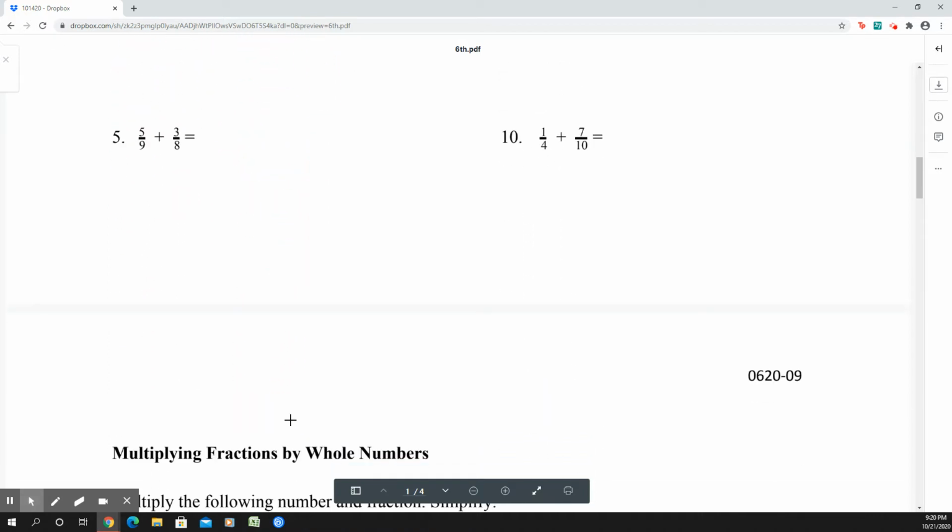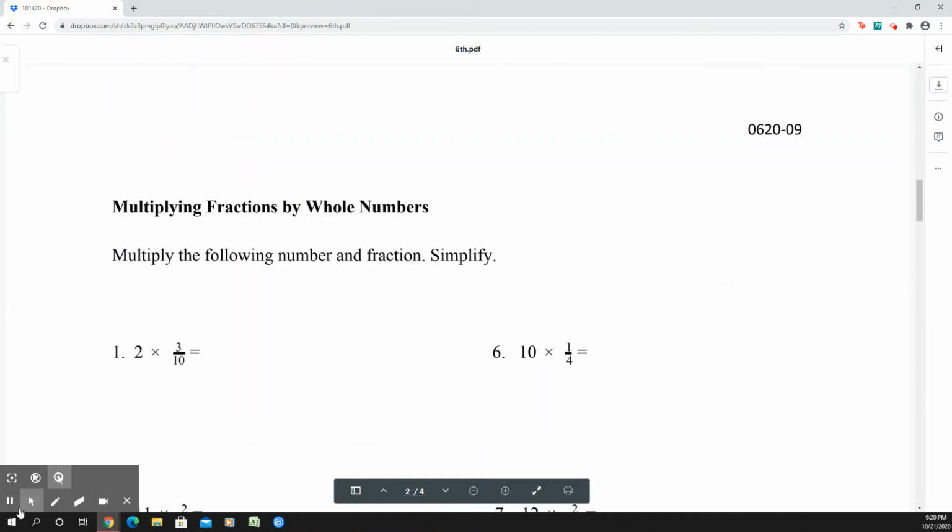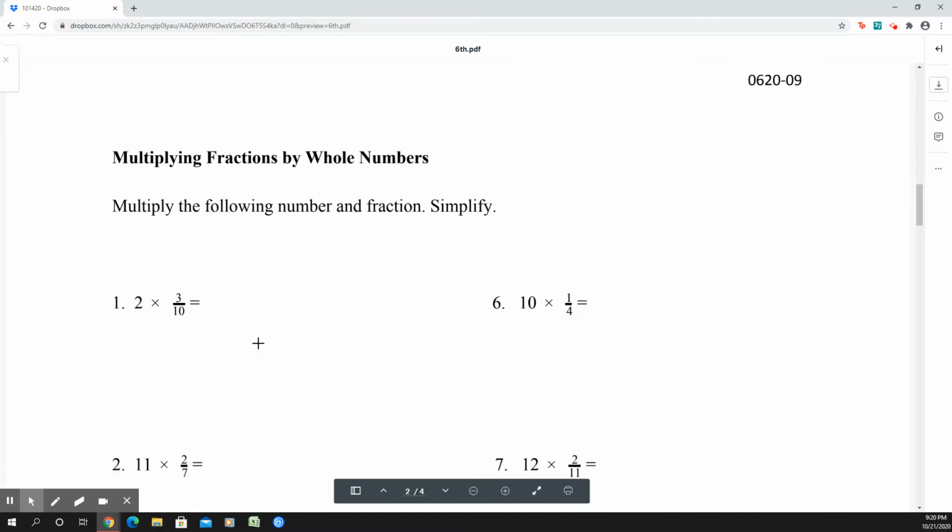Alright, the next section is multiplying fractions by whole numbers. Alright, so when you're multiplying fractions by whole numbers, what you want to do is take the whole number and put it over 1. So it's 2 over 1. And 2 over 1 is still 2, so it doesn't matter. And you don't necessarily have to do this, it just makes it easier. And then you take 3/10.